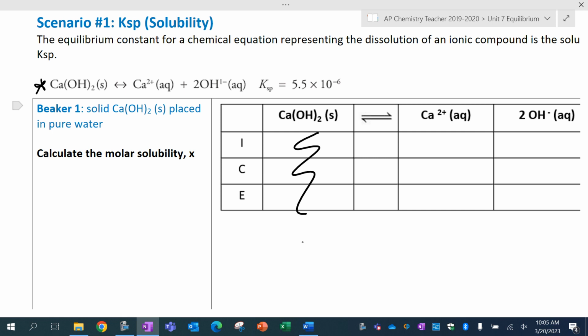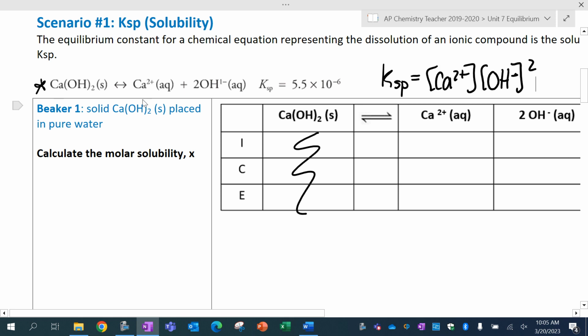Since solids are not part of our K expression, actually let's write our K expression up here. We're going to use the same K expression for all these calculations, the same equilibrium system. So we know it's products over reactants, coefficients become exponents, and you leave out solids and liquids. The reactant is a solid, so it gets left out of the K expression, and we're going to ignore it in our ICE chart.